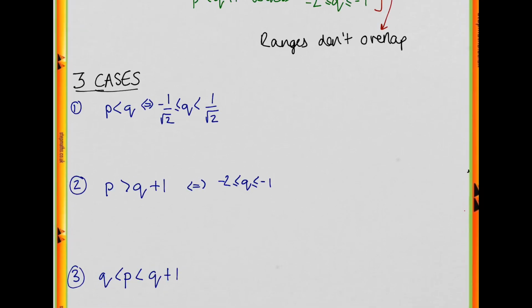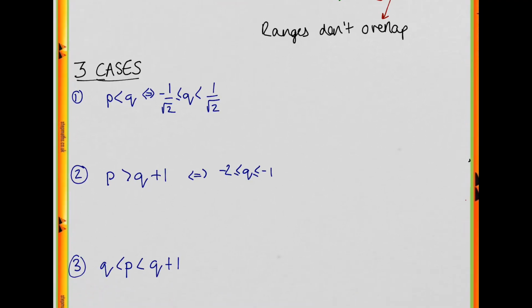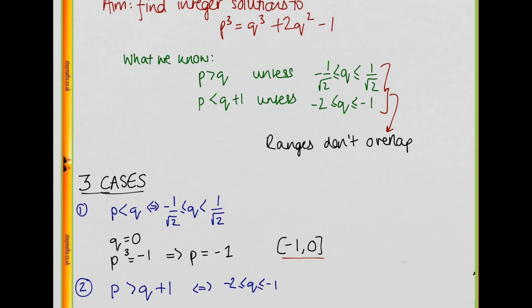Let's look at the first case now. That means that q is between minus 1 over root 2 and 1 over root 2, and there's only one integer value between those, because remember 1 over root 2 is less than 1, so the modulus of this is less than 1. So q must be 0, so p cubed is minus 1 if we sub it into here. That means that p is minus 1, and our solution is minus 1, 0 for p and q.